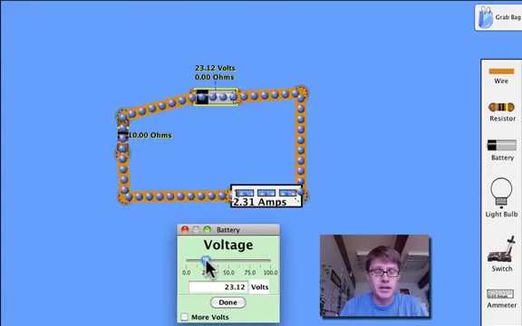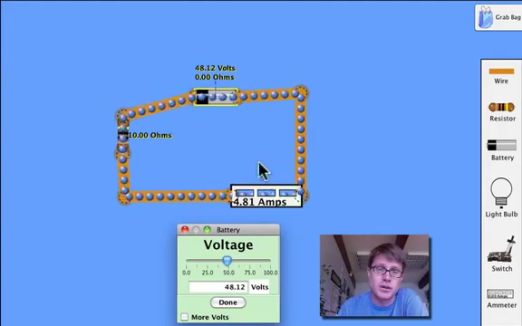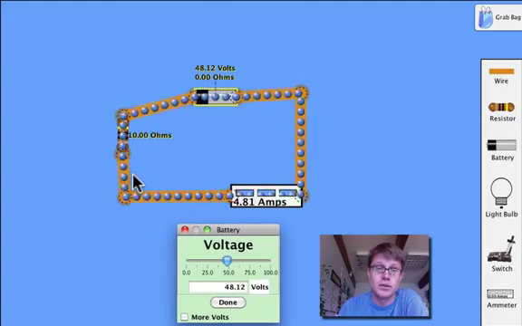And the cool thing about this animation is, watch, if we increase the voltage even yet, it shows the electrons, or it tries to represent the electrons in their speed. And so the more volts that we add to our battery, the more current we get moving through it.